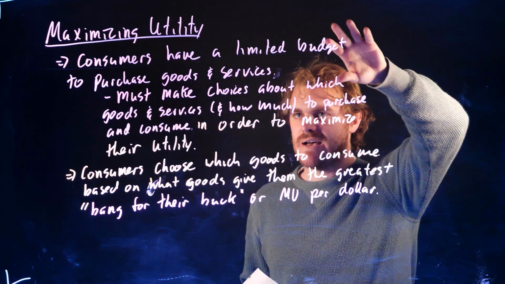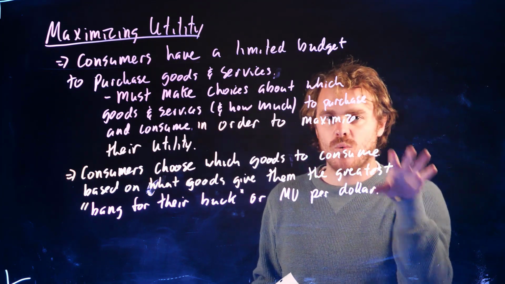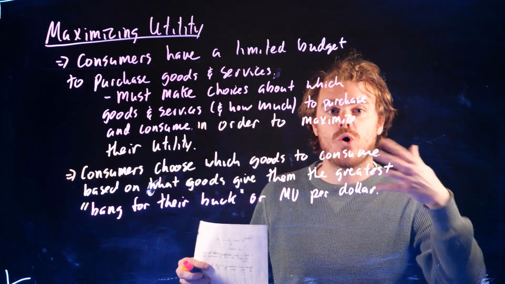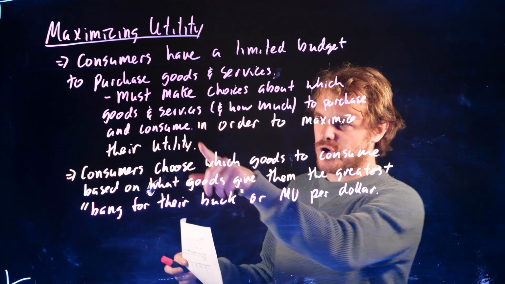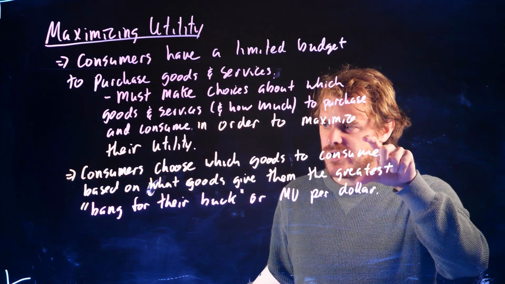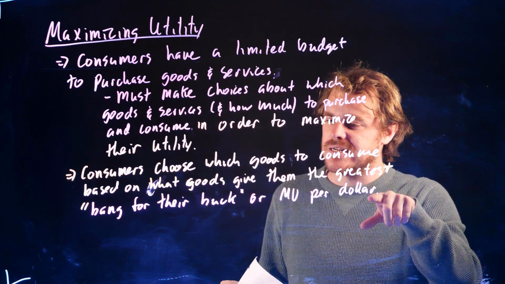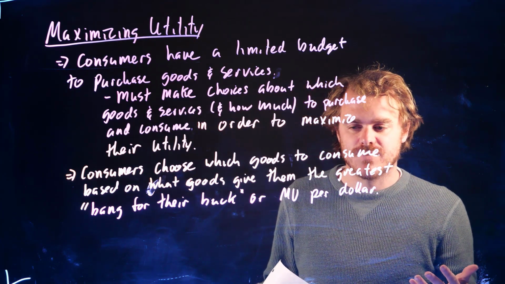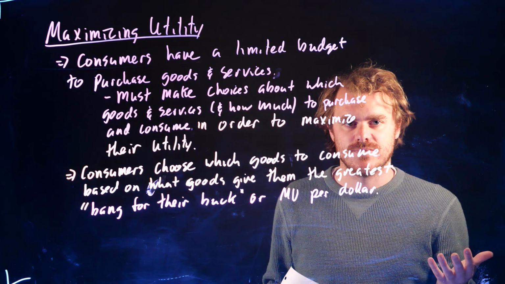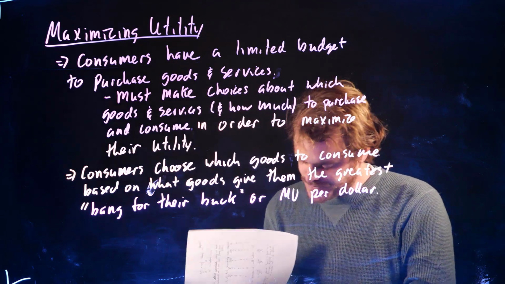Okay, so consumers have a limited budget to buy their goods and services. So they're going to have to make choices about which of these goods and services they're going to buy, and they're going to make these choices to maximize their total utility. And how they're going to do that is they're going to make purchasing and consumption decisions based on which goods are going to give them the biggest bang for their buck, which goods give them the greatest marginal utility per dollar they spend. So that's how we're going to think about their decisions about what to consume.